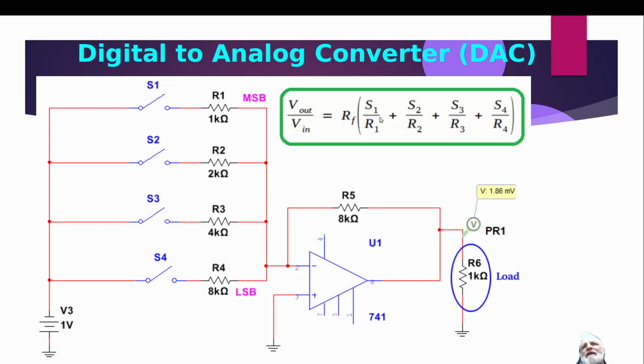And so here's the mathematical equation for this. When you close these switches, you can close one of them or all 4 of them or any combination of them, and this gives you a 4-bit digital to analog converter. It allows you to output a range of 16 different values, from 0 up to 15 volts.